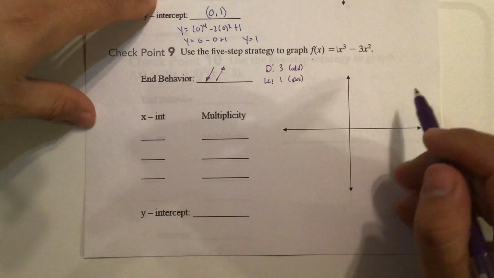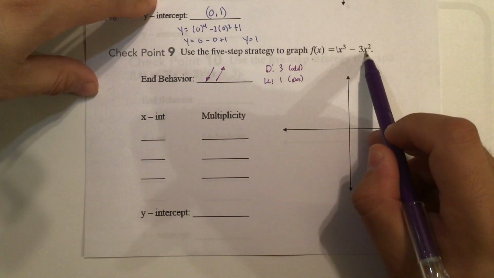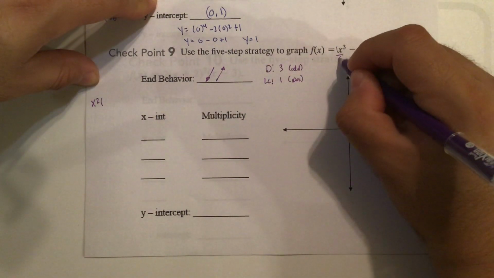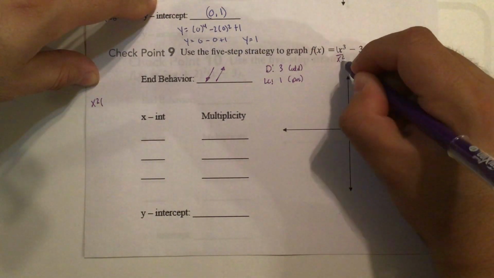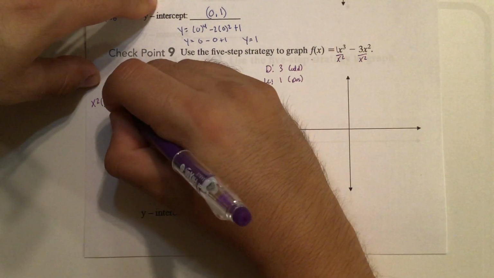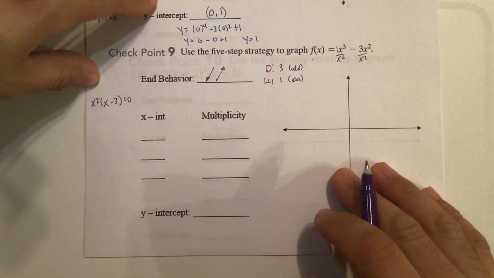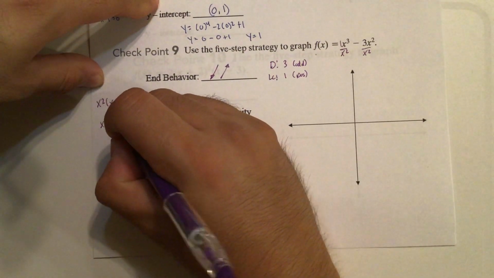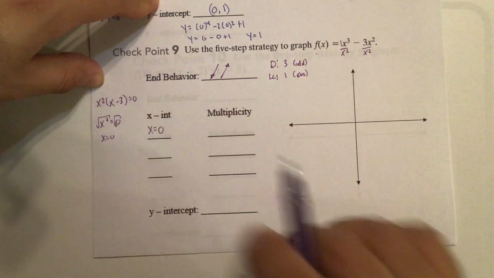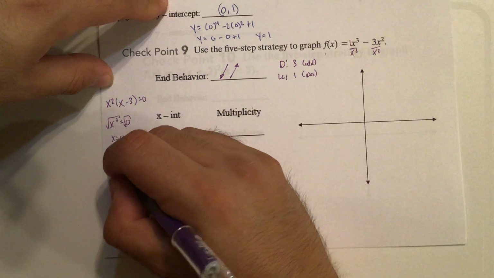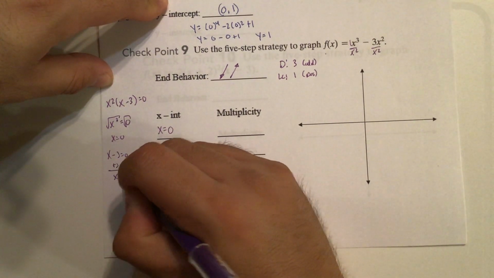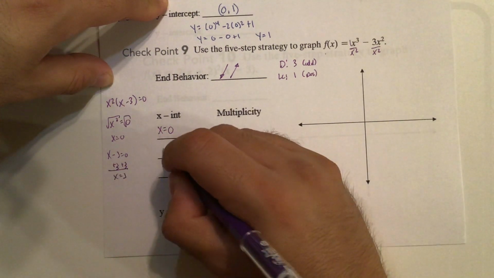To get our x-intercepts, we are going to factor this. So when I look at x cubed and negative 3x squared, they're both divisible by x squared. So if I divide this by x squared and this by x squared, x cubed divided by x squared is x. And negative 3x squared divided by x squared is minus 3. All right, now for my x-intercepts, I set each one equal to 0. So take the square root of x squared, x is equal to 0. And for my next one, we take x minus 3, set that equal to 0, so we add the 3. And x equals positive 3.